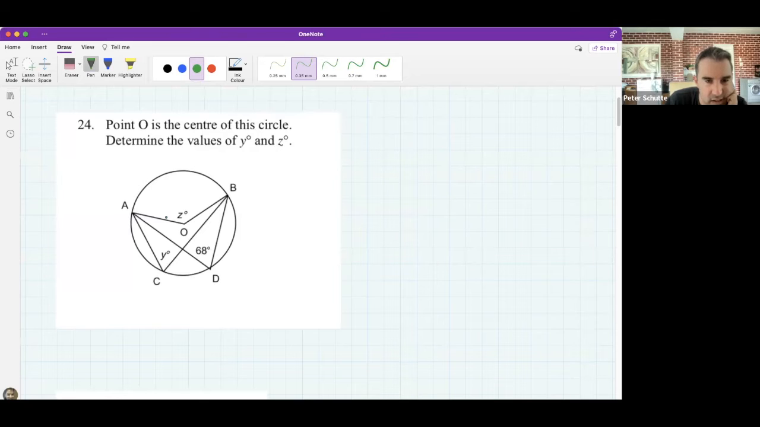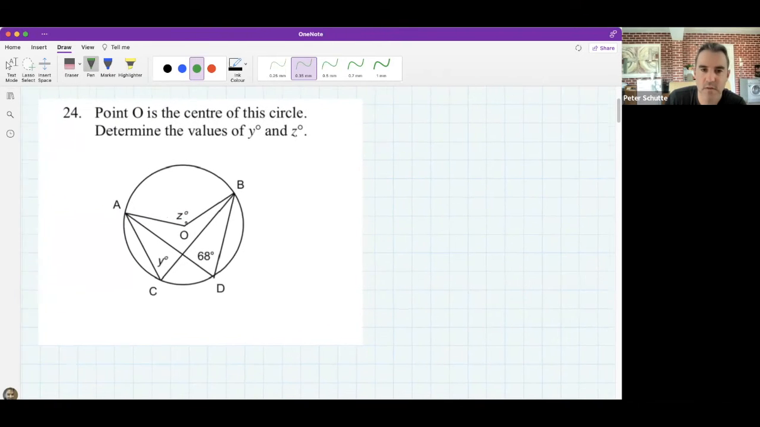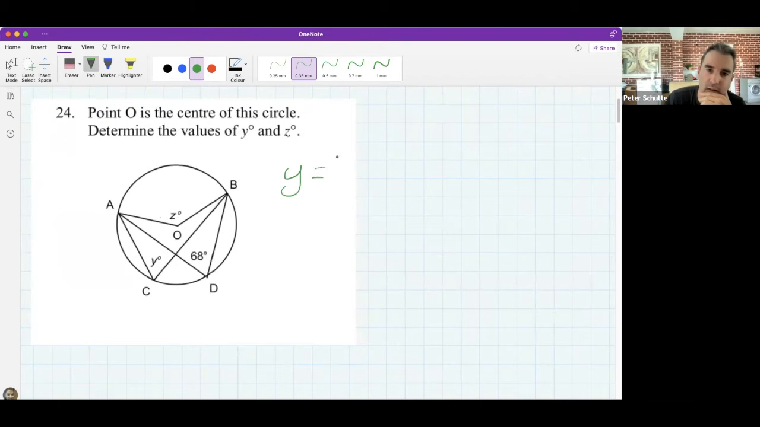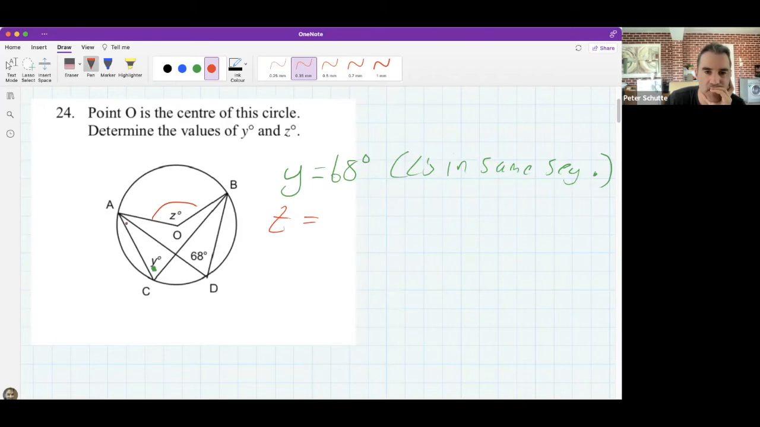So what I did first is I saw that y equals 68 because they're in the same segment. Perfect. So angles in the same segment. And that was the thing I actually just showed you in the previous thing. Yeah, perfect. It's the butterfly shape here. Yes, then z was just simply angles are 2 times at the circumference. So I divided 68 by 2.